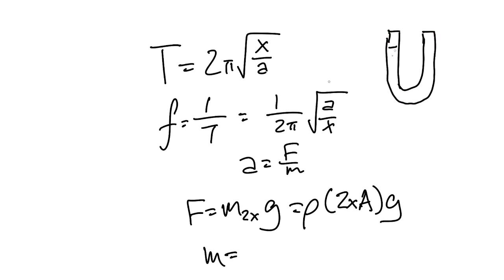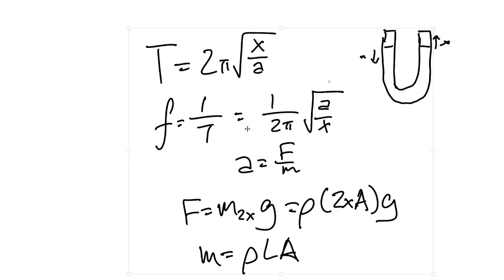Where in this case we have some sort of displacement of x on both sides, right? So the entire mass is going to be changing, right? So that's going to give us rho times our volume, which is just the length times our area, right? That's what this is going to be based off of. And so now we know that our, let's just first move this.